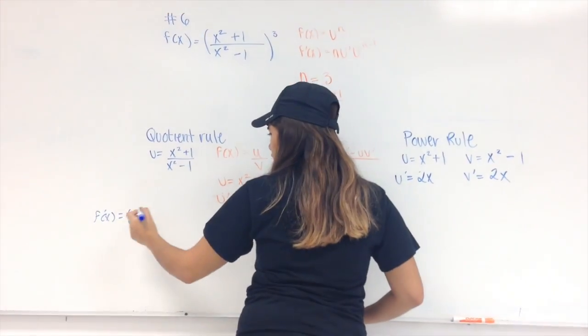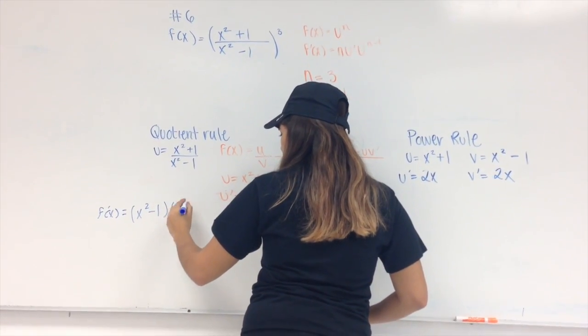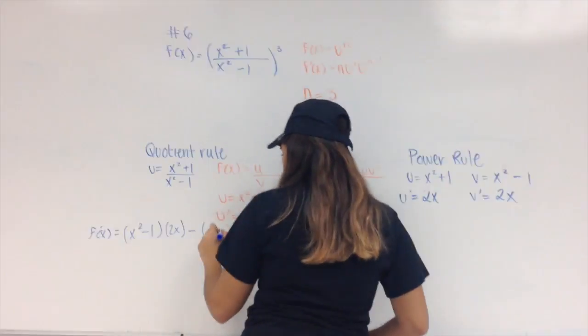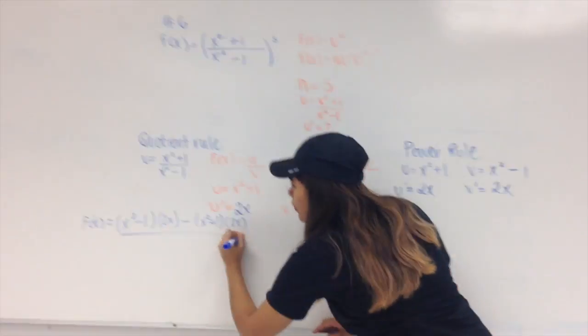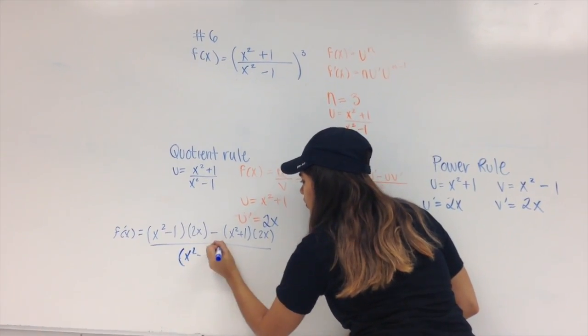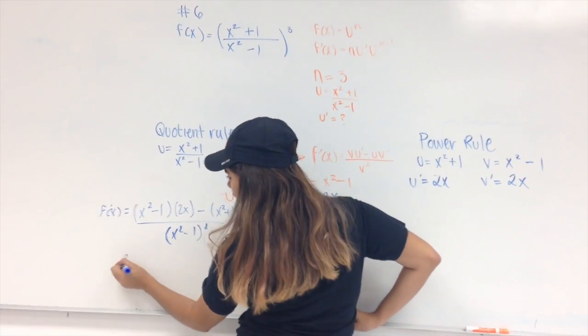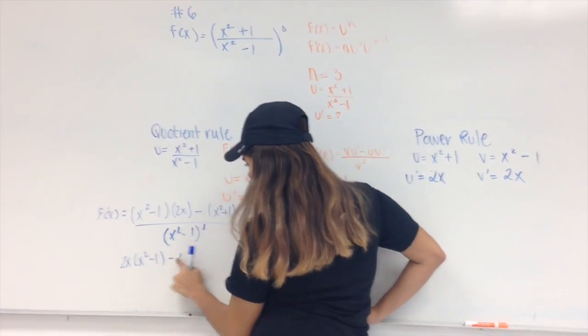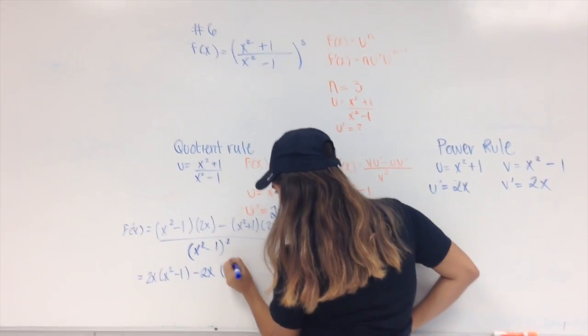Now we'll just plug in our values like so. We'll have the following expression: (x squared minus 1) times 2x minus the product of (x squared plus 1) times 2x, all over (x squared minus 1) to the second power. We rearrange our values to make our expression easier to understand.